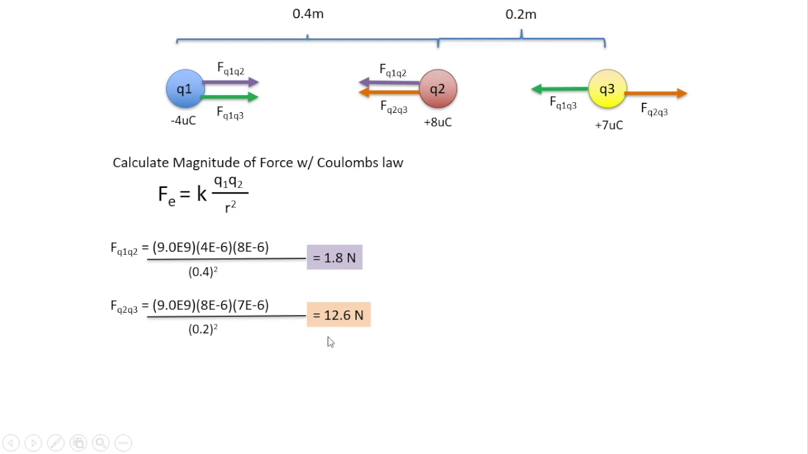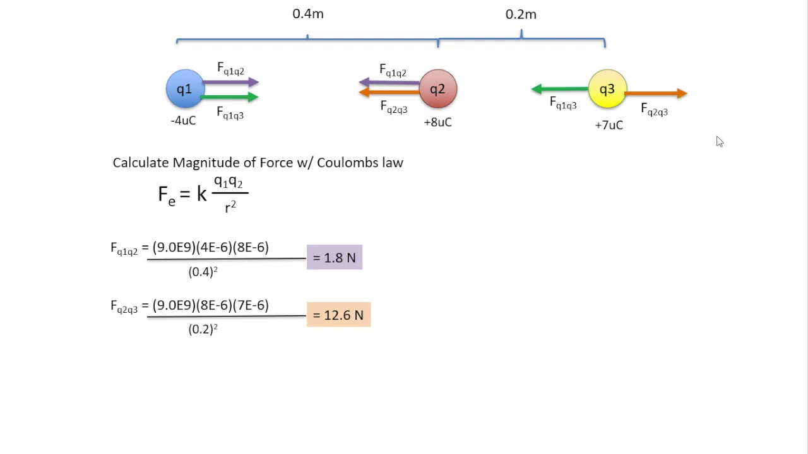Real quick before I go on, some of you might be saying, but Mr. Weiss, shouldn't this have been negative? Shouldn't I have put -4 here? Keep in mind, I said that we're solving for the magnitude of the force. So magnitude is always the positive or the absolute value of this.